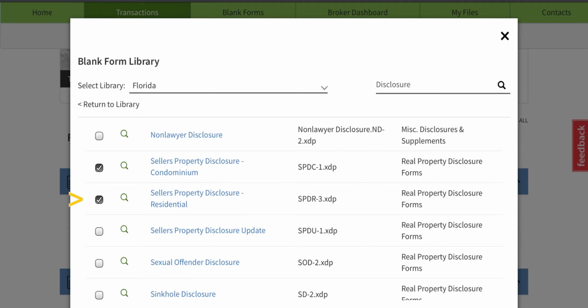Seller's property disclosure residential. This is a house, a townhouse, a duplex, a fourplex. This one is if it's a condo, only condos. Seller's property disclosure condominium. They're different because there's different things you're going to need to disclose. The condos are going to have a whole lot of things to disclose about the association.